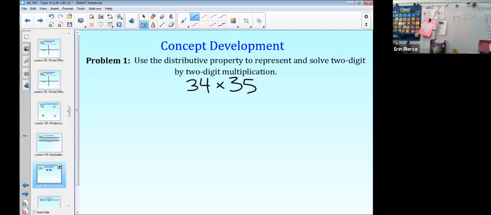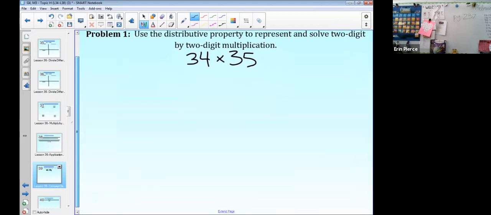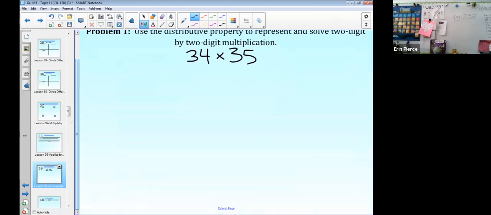Now, if I break down 34 and 35, how can I break those numbers down so that I have a problem I can work with in an area model, or we can also call it the matrix model, like Simple Solutions? Owen. 34. 30 and 4, 30 and 5. So really we're doing 30 plus 4 times 30 plus 5, correct?